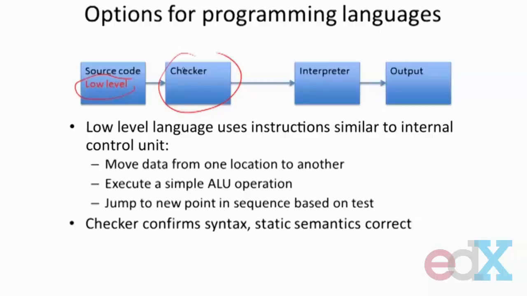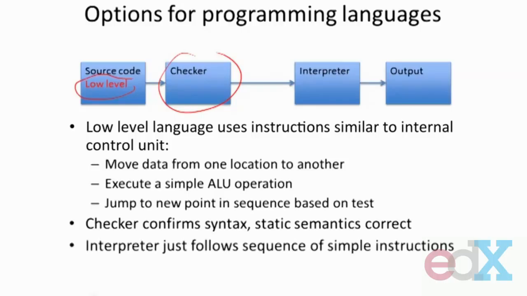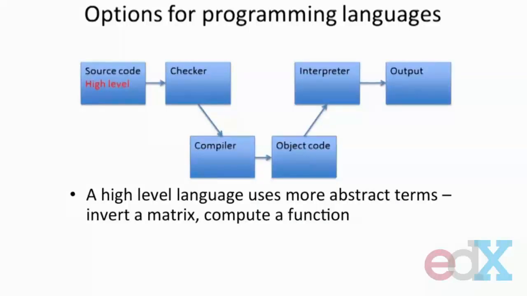Once we make that decision to use this kind of programming language, then the stages within the computer are pretty straightforward. There is a process called a checker, which takes that low-level code and just confirms that the syntax is correct and that the static semantics are correct. And then it passes that sequence of instructions on to a process called the interpreter that simply follows that sequence, much as we saw last time, ending up with some output that gets printed back out to us. So in a low-level language, we're programming basically at the level of the machine. That's one option. There's a second option, though, which is to use what's called a high-level language.